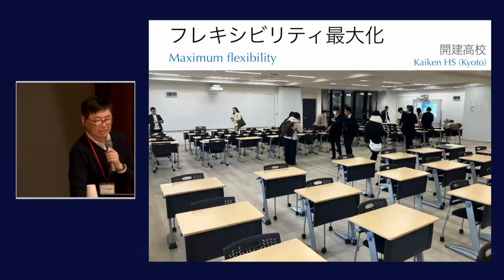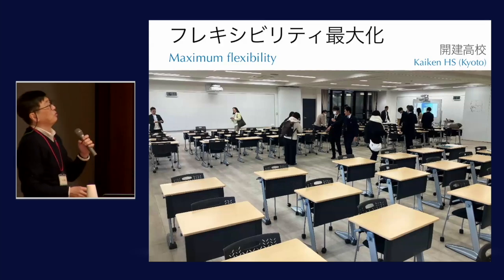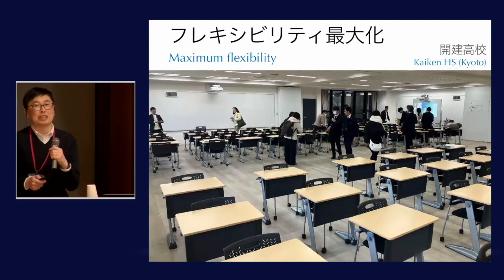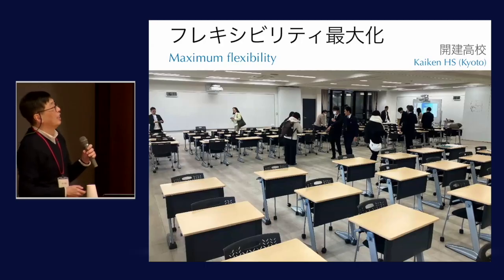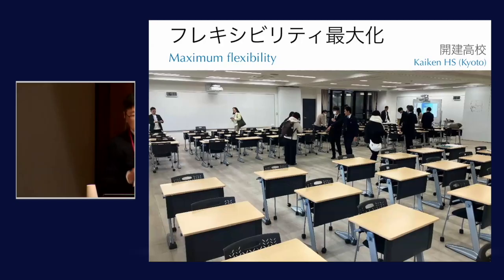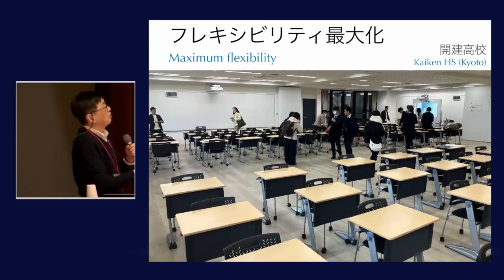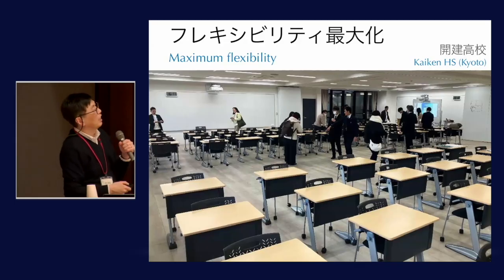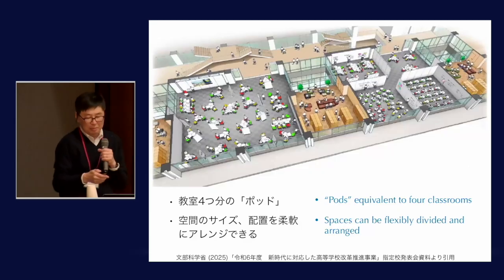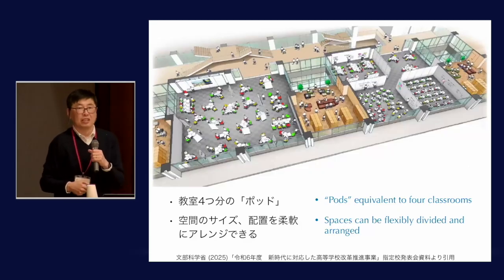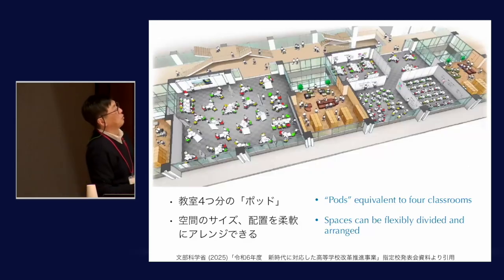So how do we make the space? There are some directions. The maximum flexibility is one. This is Kaichi Nippon University in Kyoto. It is a large space for a total of four classrooms. However, they can change the layout. It is a bit inspired by the open plan, so it is flexible.